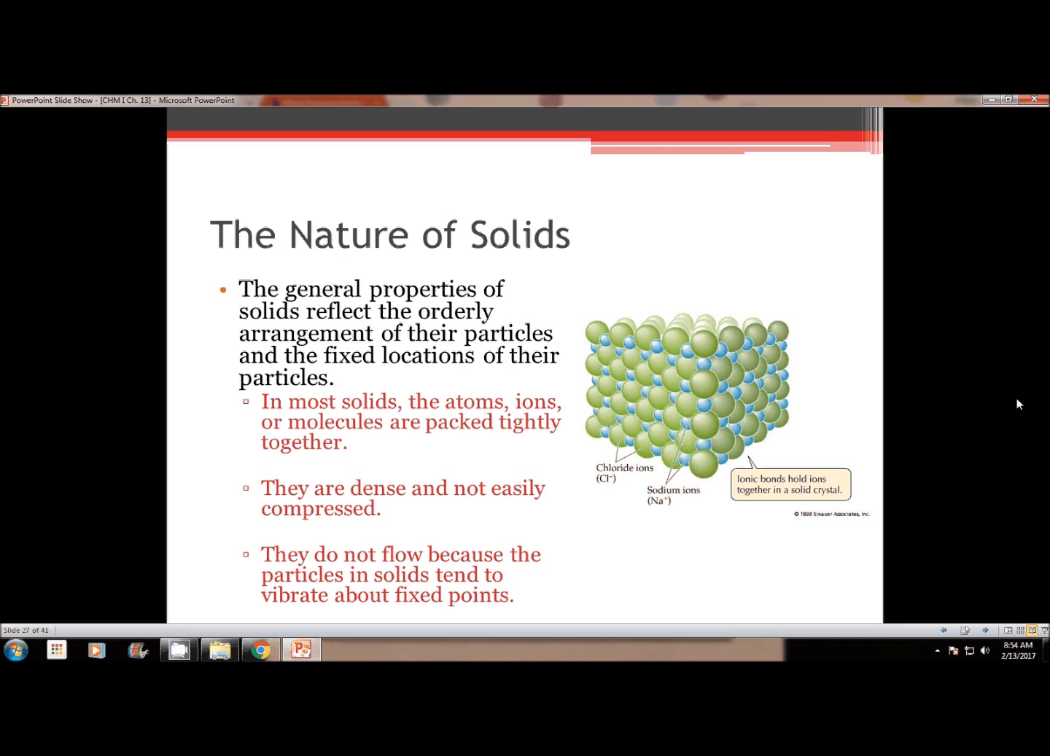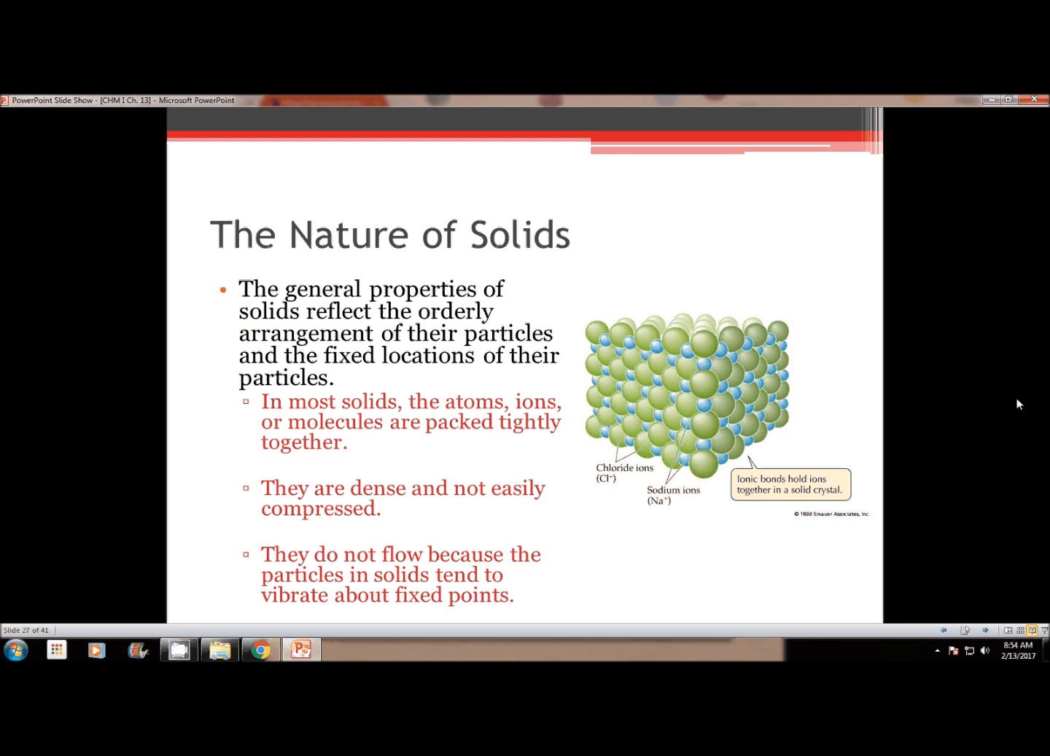So in most solids, the atoms, ions, or molecules are packed tightly close together, and they're dense and not easily compressed. They are kind of as tight as they possibly can be. So they don't flow because the particles in solids tend to vibrate about in fixed points. And that's something that's a true or false, number 1 on the assignment. Does everything move or does everything vibrate?